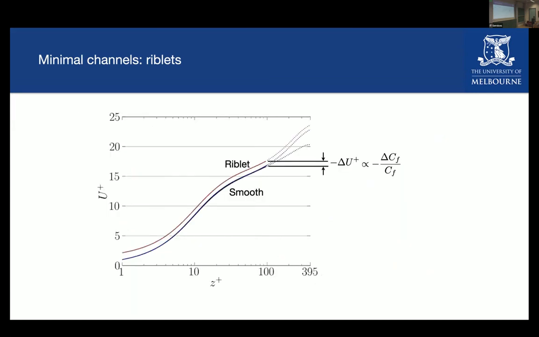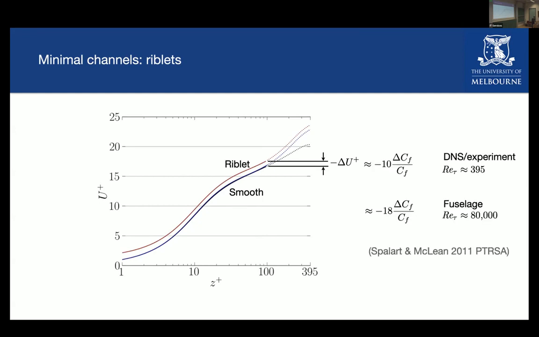And this delta U plus is proportional to the drag reduction percentage. The benefit of this quantity is we don't have to track its Reynolds number dependence. For example, it's well known that riblet drag reduction in a lab is, say, 10%, but that's actually 5% in application. But delta U plus equal to 1 is always equal to 1.